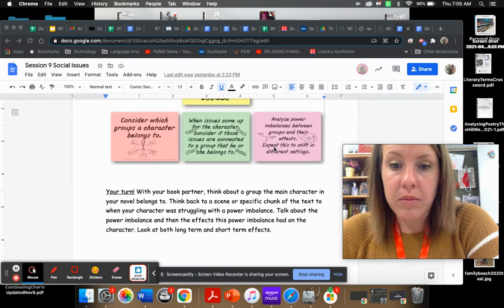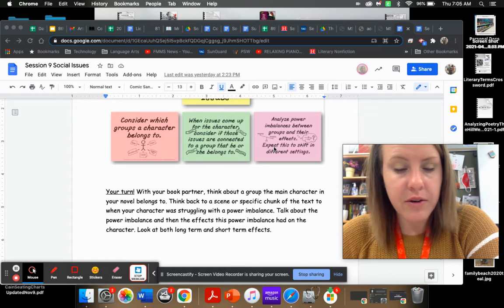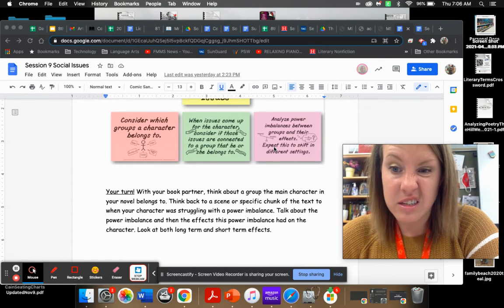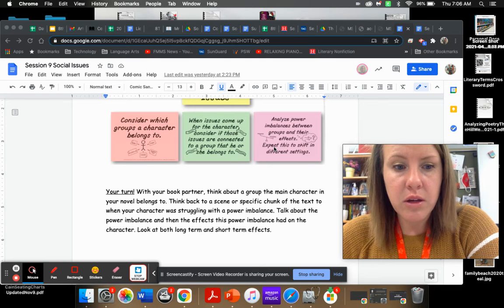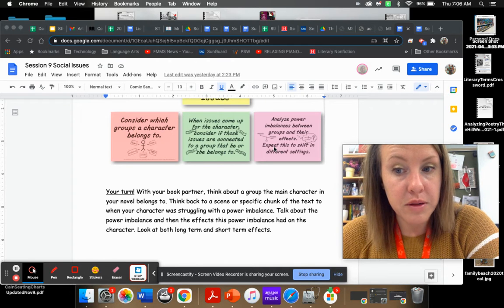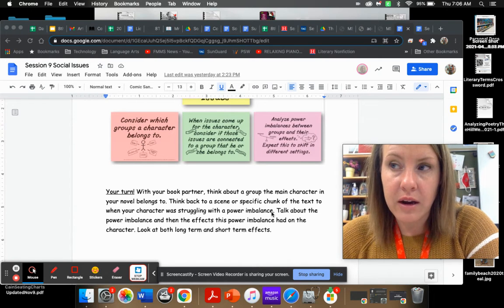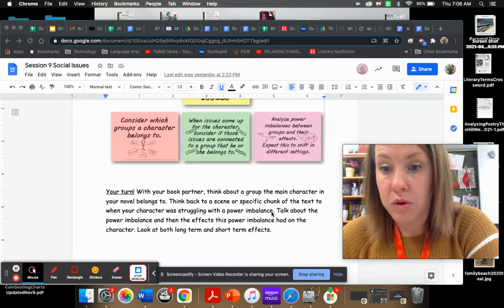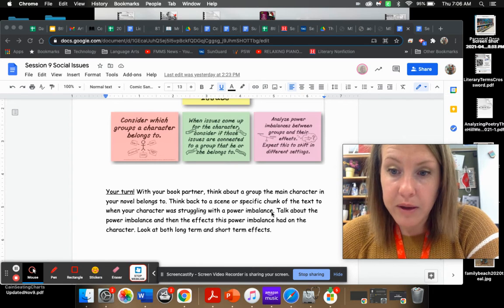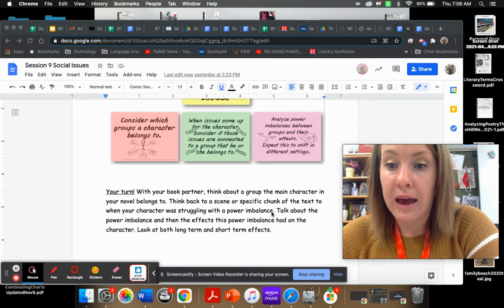Now, in class, we're going to do this with a partner. If you're not with us today, that's okay. Here's your assignment, though, because this is going to be graded. What we're going to do is we want you to look at your main character, one of the main characters in your book, and think about a group that character belongs to, okay? Then think back to a specific scene or chunk of the text when your character was struggling, probably due to a power imbalance, right? First of all, talk about the power imbalance, and then talk about the effects that the power imbalance had or will have on this character, okay, thinking about long-term and short-term effects.